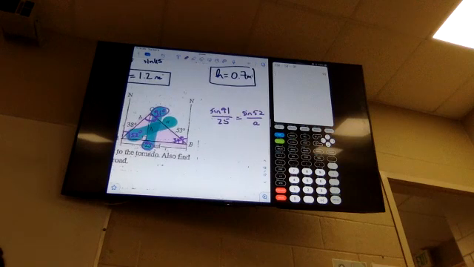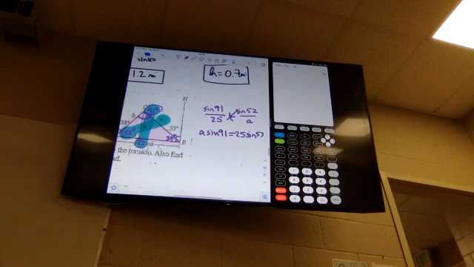Sine of 91 over 25 equals sine of 52 over little a. Cross multiply, and we start solving. So I get little a times sine of 91 equals 25 sine of 52. And then we want to get rid of the sine of 91, so divide by sine 91 on both sides.